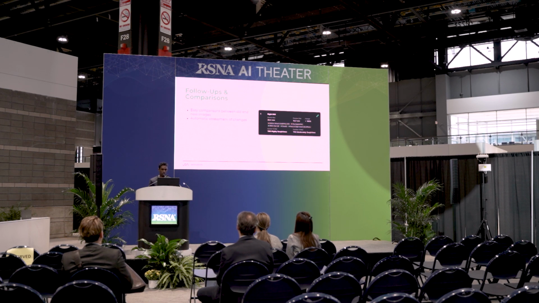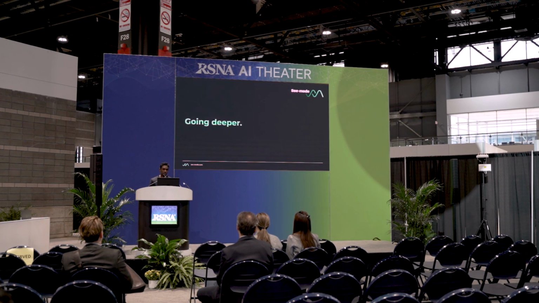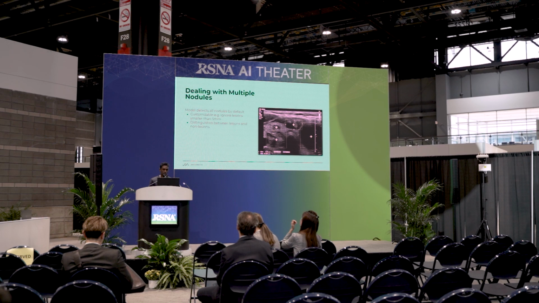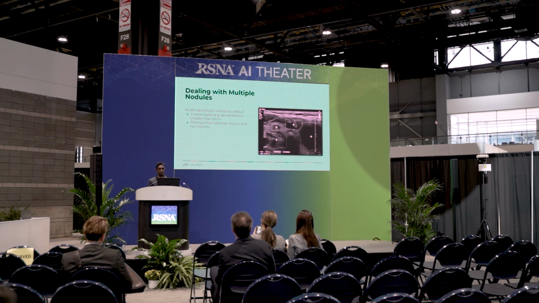So with those four value props outlined in terms of the key components of our solution, there are a number of things which come up in terms of questions from clinicians when we talk them through the solution. And one of those is around dealing with multiple nodules. So what do we do if there are a number of nodules visible within the same image or within the same images? So by default, models will detect all of the nodules. And so an example is up here on screen.